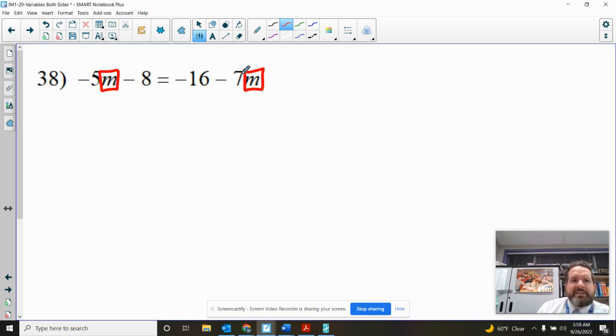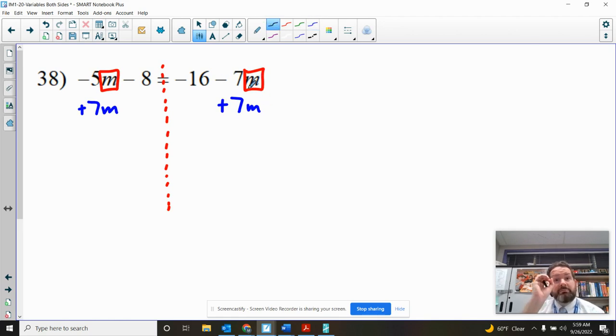Okay, m's in 2 spots. We want there to be m's in just 1 spot. I'm this time going to choose to add 7 m's to both sides of the equal sign. What that will do is make it so that on the right, negative 7m's plus 7m's, 0 m's. No more m's on that side. Only the negative 16 remains. On the left, it's going to stay m's, negative 5 plus 7. It's going to be positive 2 m's. So leave the m in there and then just add the numbers like you would normally add the numbers, with a minus 8 on the back.